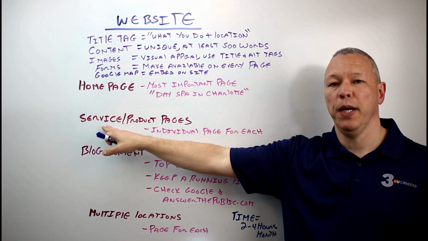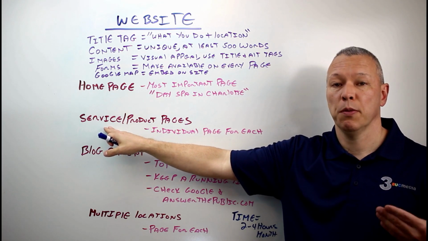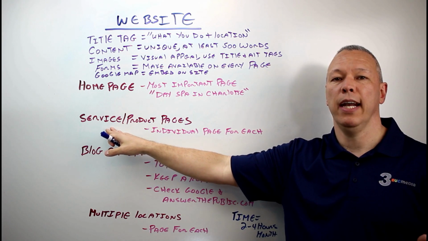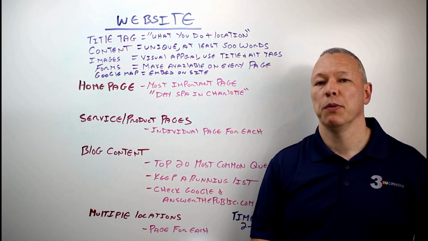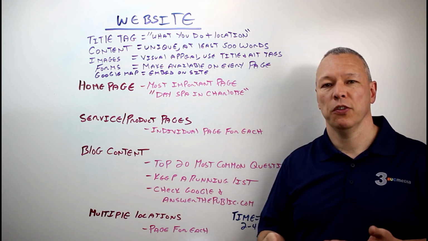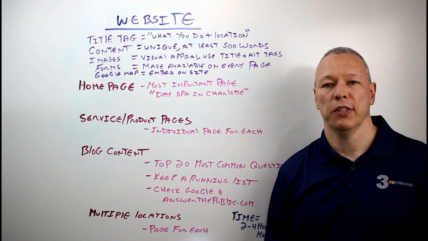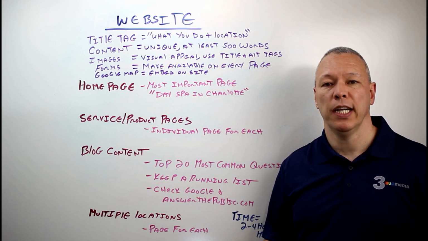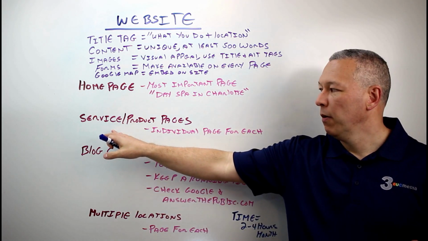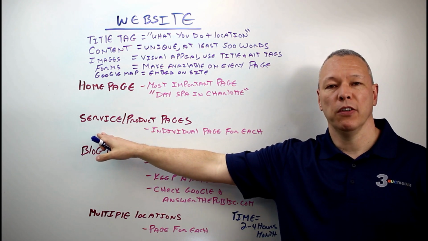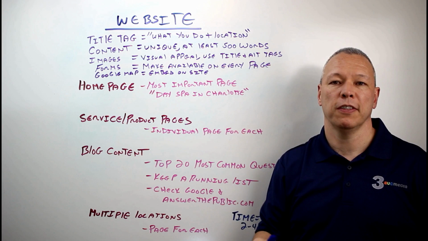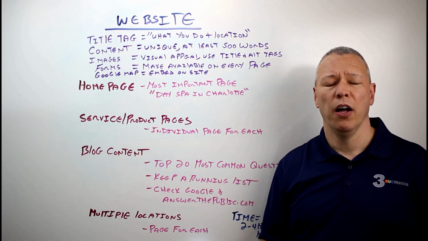Next up is service pages, or if you sell products, product pages. And this is where a lot of local businesses get it wrong. Either they set it up themselves or whoever designed their website doesn't really understand SEO or local SEO and how it works, and they just set it up wrong. The mistake a lot of local businesses make with their site is they set up a single service page, with all of their services listed on that page.